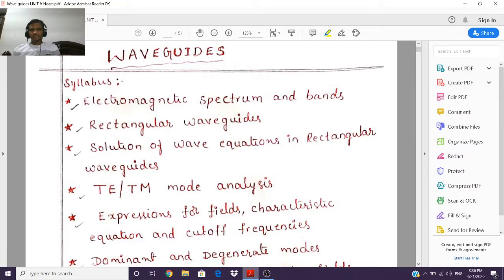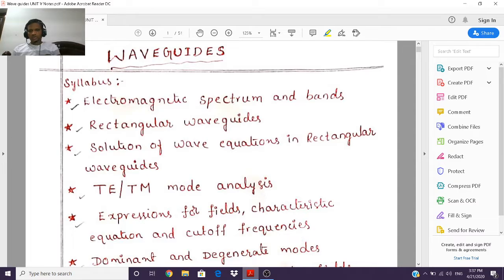In this lecture, I'm going to tell you about the electromagnetic spectrum and different band designations, and also the classification of rectangular waveguides. But before we proceed to that, I would like to first give you the complete syllabus that we are going to complete in these 20 or maybe 22 lectures.